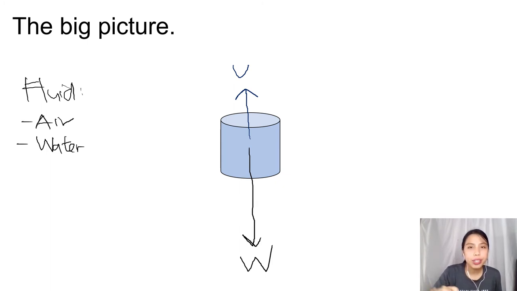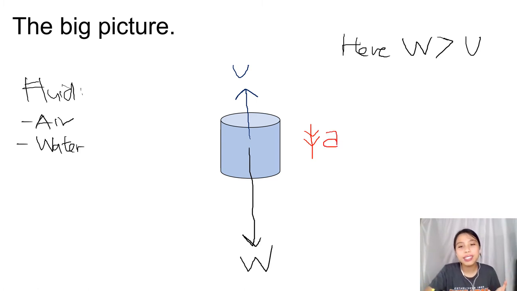Oftentimes, if it's in air, your upthrust is so small, your weight is almost always bigger. In water, it depends on the density of your object. Okay, so let's say this is the case for this object. The weight is much bigger than your upthrust. Weight is mg, so your mg is bigger than your upthrust. It means your object will start to accelerate down. As it accelerates down and gets faster and faster, another force is going to appear on this object, which is moving down.